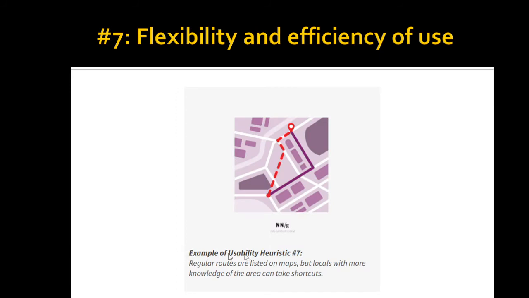So here's an example. This is the regular road. So regular roads are listed on maps, but locals, those who know the area with more knowledge of the place, can take shortcuts. So maybe instead of doing this, they will be taking this road. So that means that for experts, or those who are already experts of the software, placing shortcuts should be convenient to them, and that means that's flexibility and efficiency.